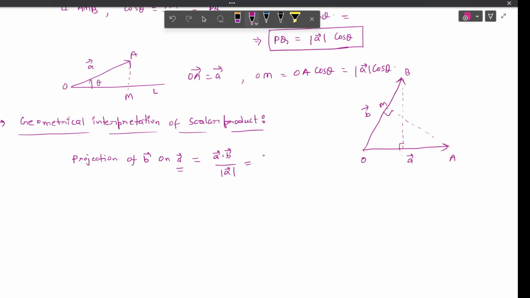So if we write this as A vector by modulus of A vector dot B vector, this is a unit vector, right? A vector by modulus of A, this is a unit vector, dot B vector. So we can think of this in this way: the projection of B on A, you have to take the unit vector of the one on which you are finding the projection, and do the dot product with the one whose projection you are finding. Okay, so these two things are extremely important.